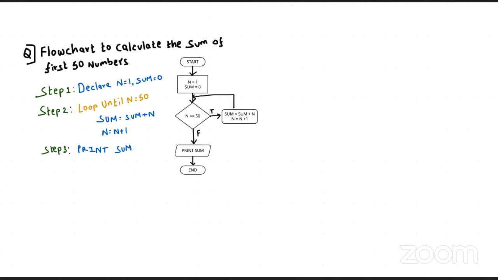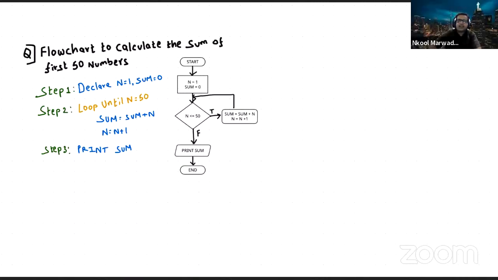So now this is clear. Now we will be testing how it is working. The idea is very simple: n is 1, then sum is 0. Now sum is equal to sum plus n, so sum will become 1 and n will become 2. Now n is less than 50, then sum will become sum plus n. So sum is 1, n is 2.